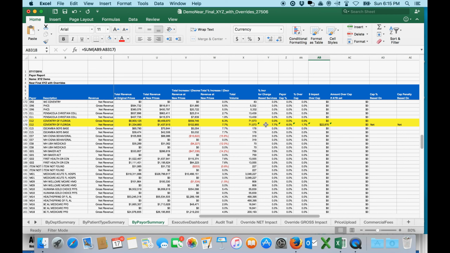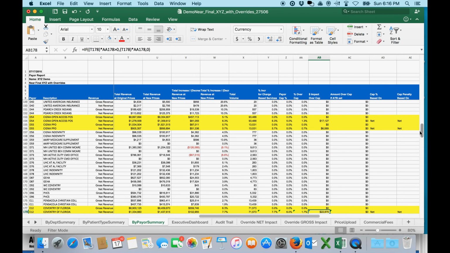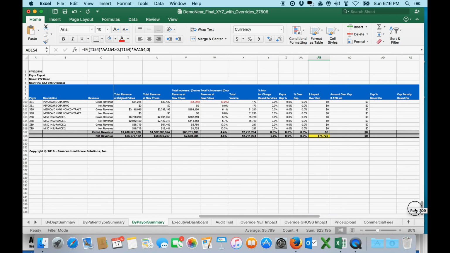So for Coventry, we're at a 7.7% charge increase with this new charge structure. The cap is 6%. We're 1.7% above the cap. So we have the potential to have $22,000 taken back. And if we do that for other payers, here's Cigna, it adds up to about 74,000.